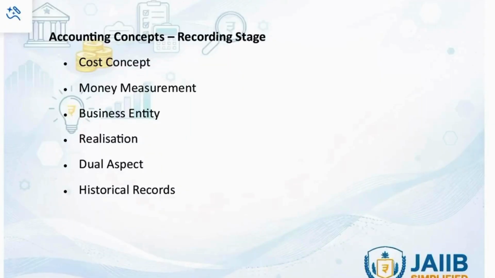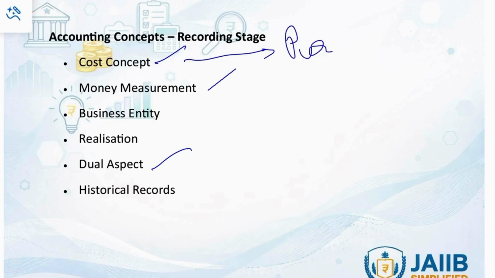Now let's start. At the recording stage, accountants follow rules like cost concept, money measurement concept, and dual aspect. This ensures every transaction is captured consistently and scientifically. First, understand the cost concept. Every transaction is recorded at purchaser price, not at market value.